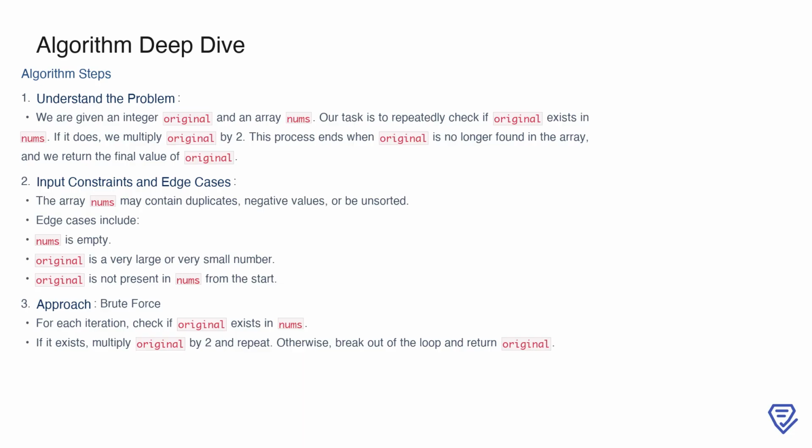For our initial approach, we'll use a brute force method. This involves iterating through the array to check if original exists, multiplying it by 2 if found, and breaking out of the loop once it's no longer present. It's a straightforward way to solve the problem, but we'll explore potential improvements later on.